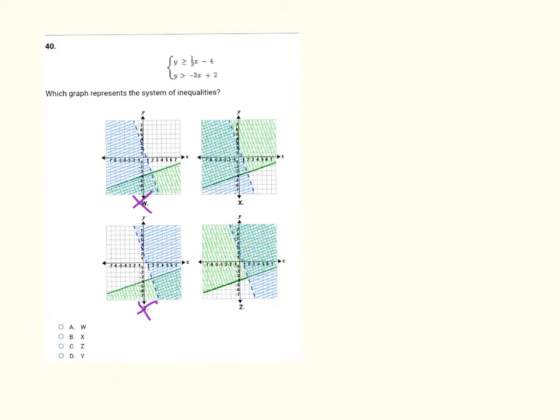So let's look at my second equation. It is a dashed line, and it's also a greater than, so I need to be shading above my dashed line also. So here is my dashed line. Well, this one is shading below, so it can't be X. And then Z, here's my dashed line, and it is shading above. So Z is definitely going to be my answer. All the pieces fit together. So C is my final answer.